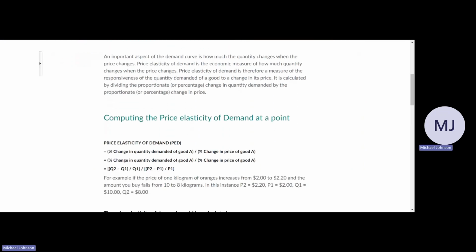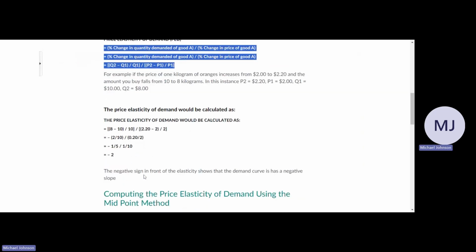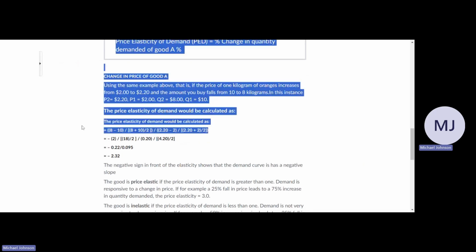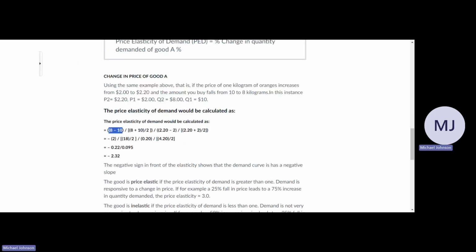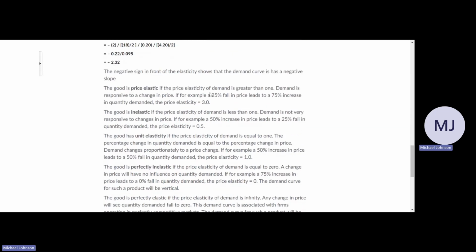Price elasticity of demand. The best way to do this is to use the midpoint method. So I recommend using the midpoint method for this. You want to do the change in quantity demanded divided by the midpoint of quantity demanded, then divide that by the change in price divided by the midpoint of price. That's the best way to do it in order to get it right. So I recommend the midpoint method, and that'll be most successful.